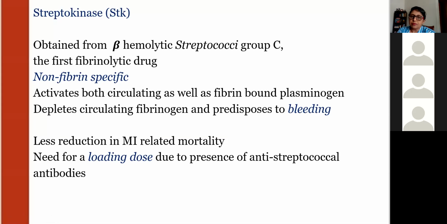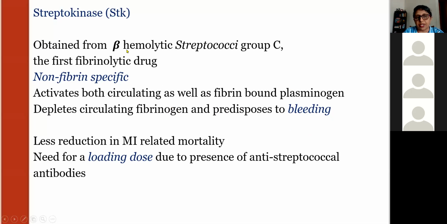It will be activating both the circulating as well as fibrin bound plasminogen. And the action is, it will be depleting the circulating fibrinogen, but when the clot is lysed, there will be bleeding. So all thrombolytic drugs can, as a side effect, cause bleeding also. So we have to control that, we will see that.